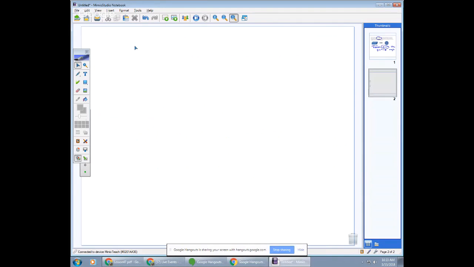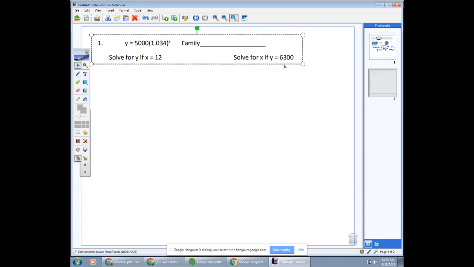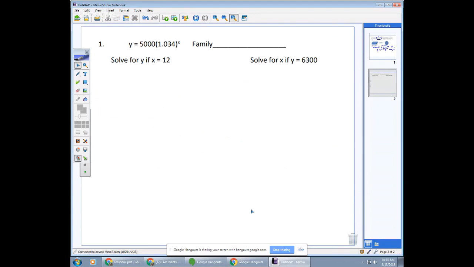All right, so let's see. Let's get focused on some problems and we'll talk about the final at the end of class. So we've already decided that this is an exponential function because the x is in the exponent position. So the family is exponential. First part says solve for y if x is 12. So we're just going to plug in the 12 and see what happens.